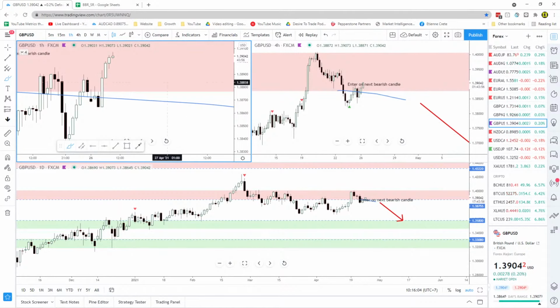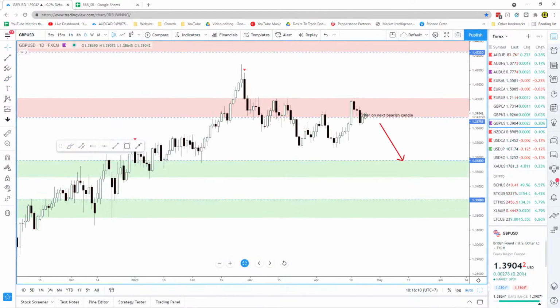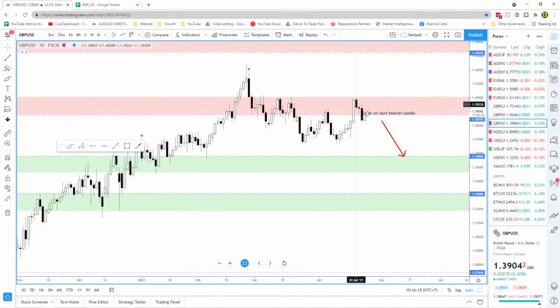GBP USD is a pair that I'm pretty much ready to trade. Let me see what happened with this one. So price is at the 1.38 or so, or 1.39 resistance area, where we've bounced many times in the past, over there, over here again, and we look for a bearish trade.